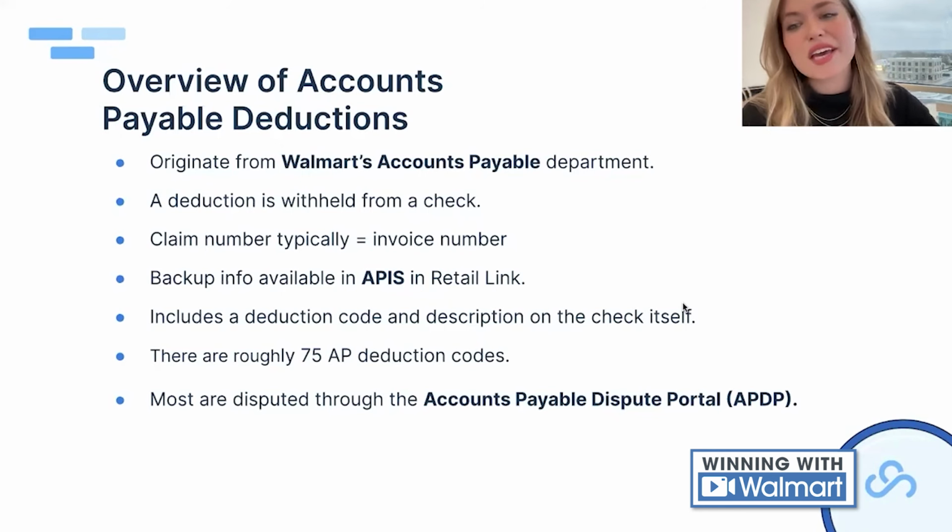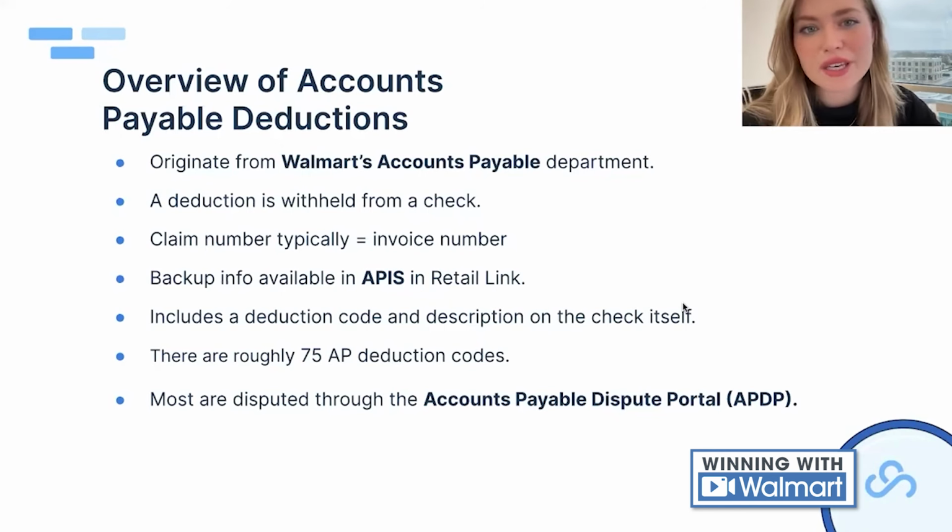And then, like I mentioned earlier, most of those are going to be disputed through the Accounts Payable Dispute Portal, which replaced Direct Commerce. So if you're familiar with that old system, that is gone. That's been gone for a few years now. And all of it is actually done through Retail Link, not a third party.